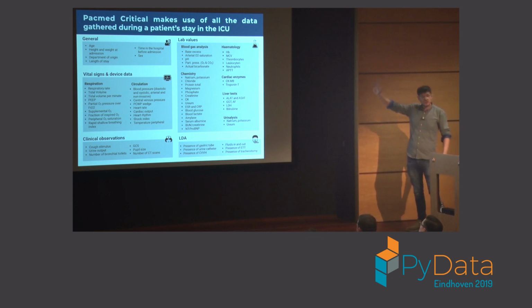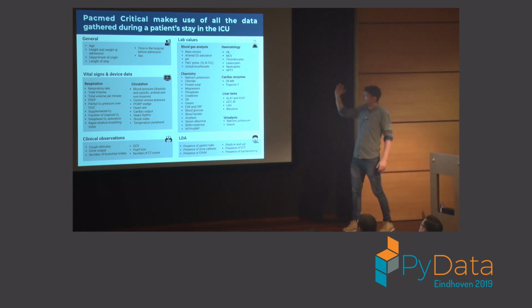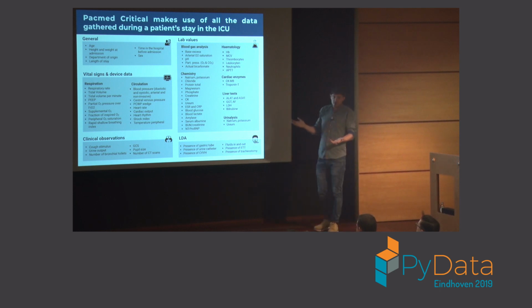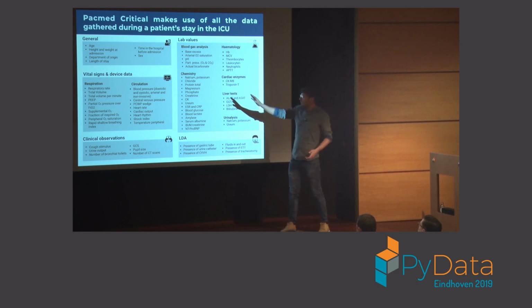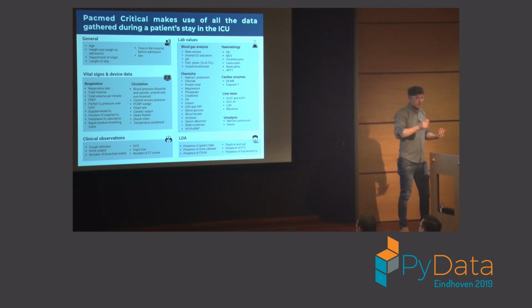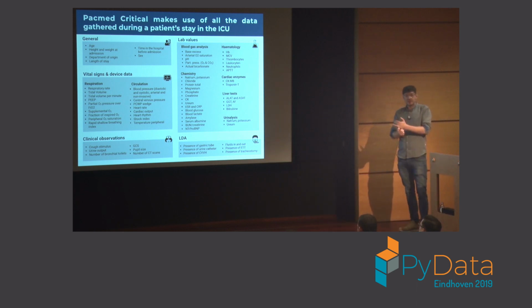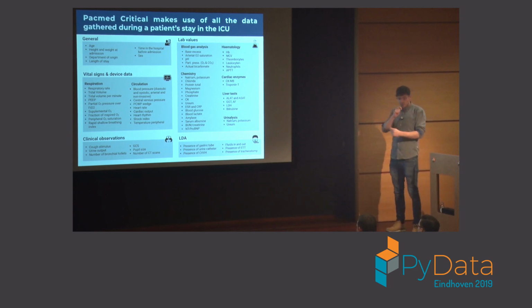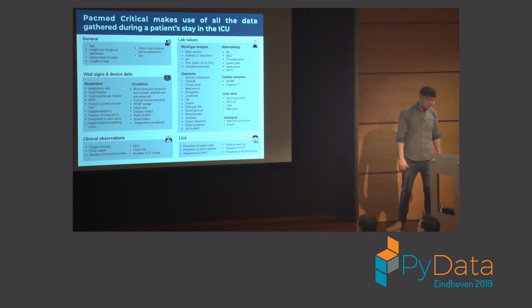This is a list of all the signals that we are including, so not just patient demographics like age and sex, but basically everything that is measured during the stay in the intensive care. So vital signs like heart rate, respiratory rate, blood pressure, clinical observations like the level of consciousness, all the lab results that are taken, all the procedures that are performed like intubations or renal replacement therapy.